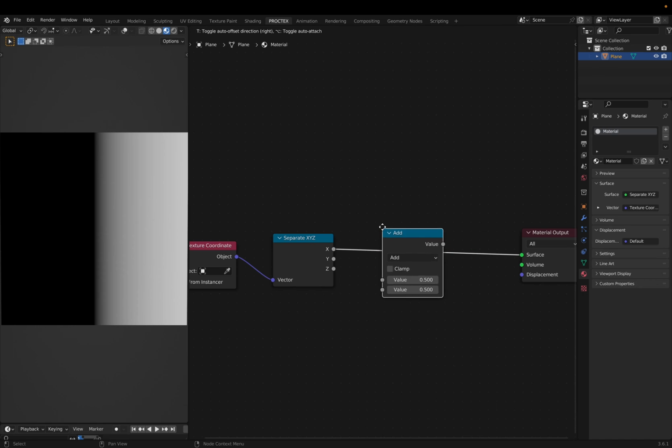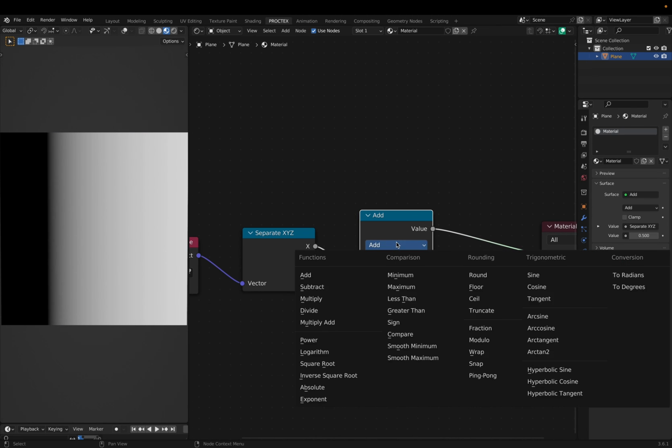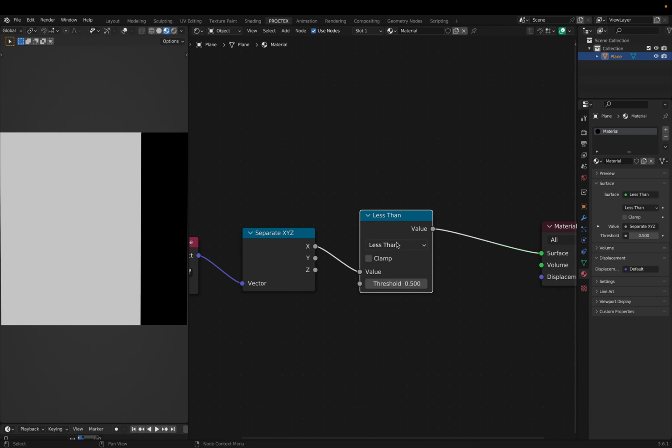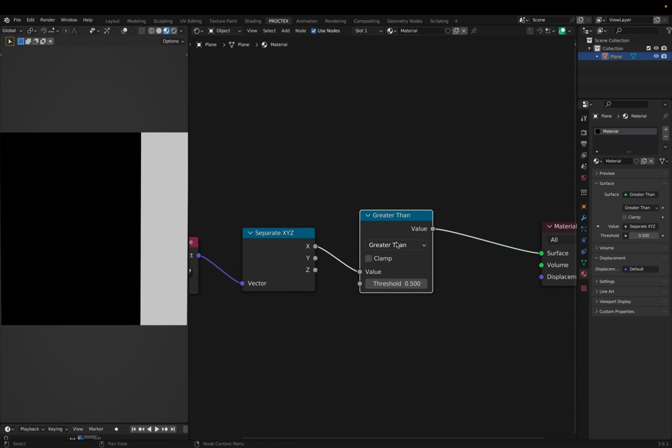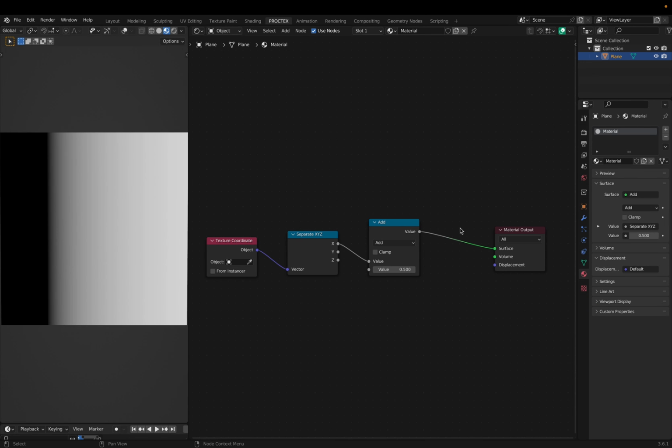I think it's important to know the shortcuts for math nodes. The shortcuts for add is A, subtract is S, less than is T, greater than is G, absolute is B, multiply is M. And that was an overview of some of the most useful math operations and their shortcuts.